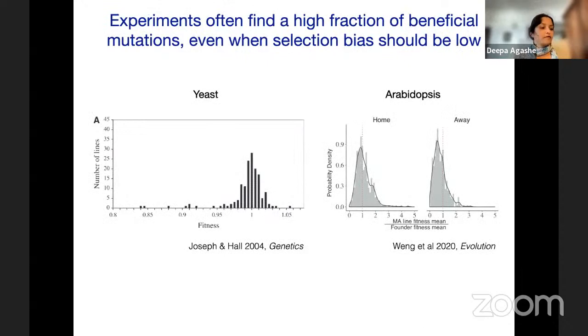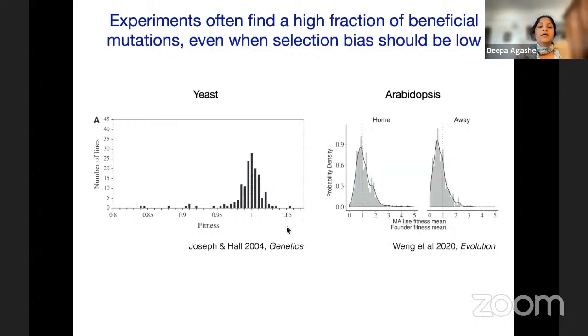Okay, and then I want to end this session today by pointing out that even if we correct for selection bias, we still often find a much higher fraction of beneficial mutations than expected from theory, observed in some sets of populations. So I'll just give two examples here. This is data from a 2004 paper by Joseph and Hall, where they looked at MA lines of yeast and measured fitness in these MA lines propagated for some hundreds of generations. And you'll see their DFE is showing a large number of lineages have beneficial fitness effects, right?